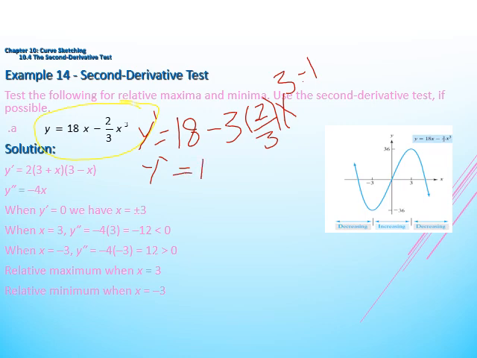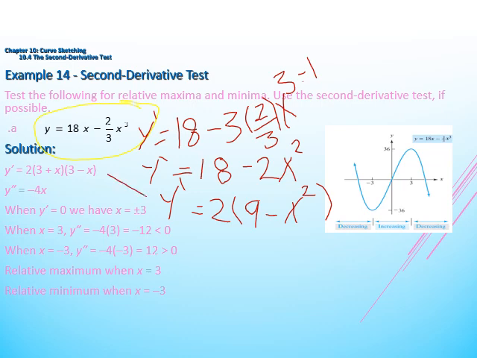So y dash equal to 18 minus 2x to the power 2. Now we can take 2 as a common factor: 2 times 9 minus x squared. This is the same value because we just take a common factor, and 9 minus x squared equal to 3 plus x times 3 minus x. Then we can get this for the first derivative.